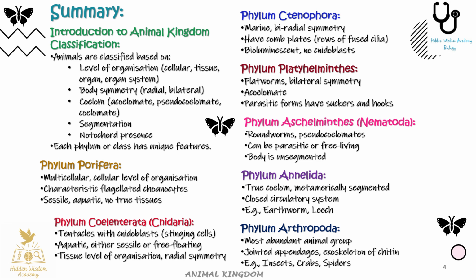Phylum Aschelminthes, or Nematoda, includes roundworms. These animals are pseudocoelomates, with a body cavity that is not completely lined with mesoderm. They can be parasitic or free-living.